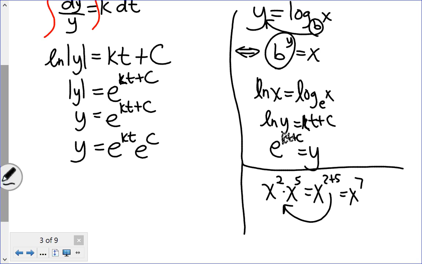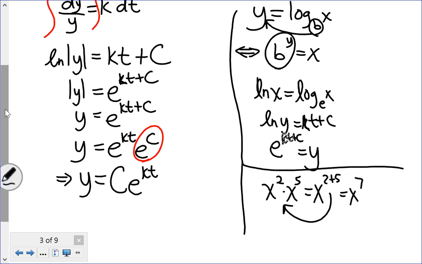Well, the key here is e to the c is e, which is 2.7 whatever, it's a number, raised to a constant. So it's still a constant. Therefore we can simply write this as y equals a big constant times e to the kt. And that's exactly what we just found out. That's exactly what we were trying to show.